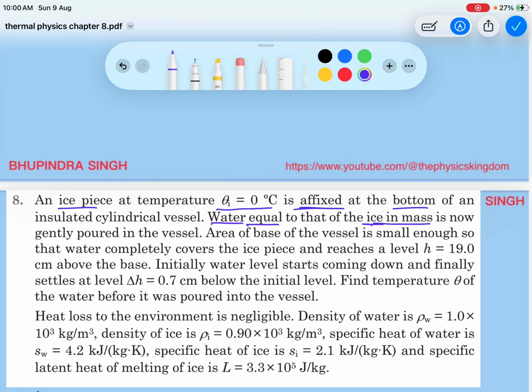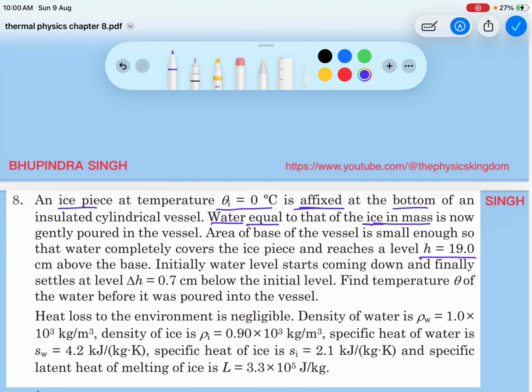The area of the base of the vessel is small enough so that water completely covers the ice piece and reaches a level 19 centimeter above the base. It means they are indirectly giving the total volume of water and ice. Suppose capital A is the cross-sectional area, then capital A into 19 is the total volume, right?